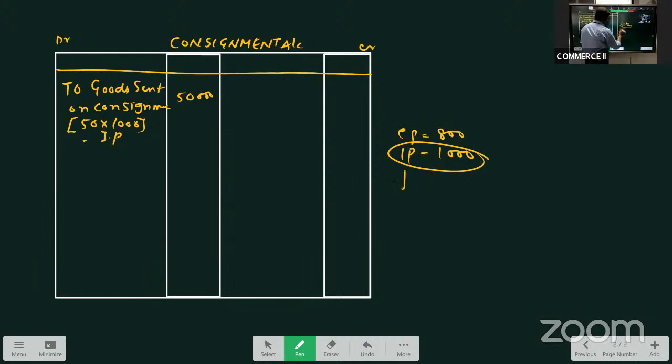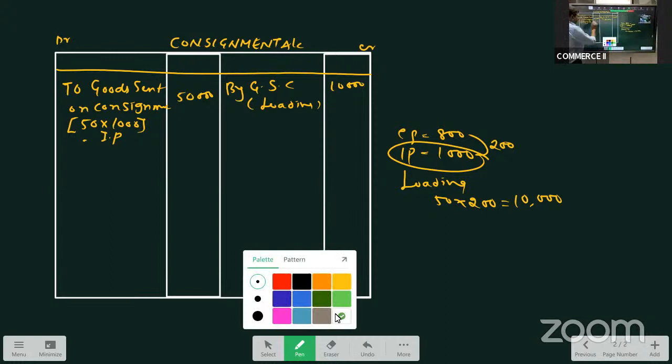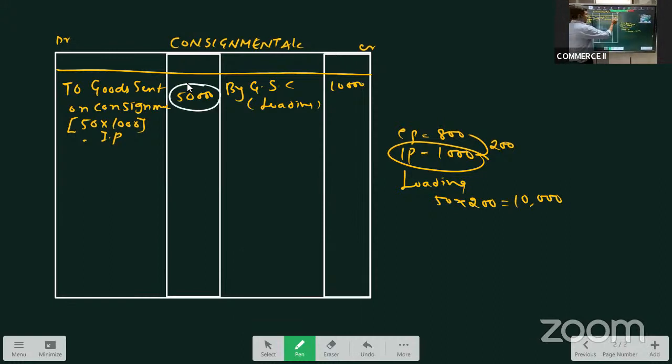Now, what is the cost price? 800. So what is the loading amount? Loading amount is 50 cases into 200. 1,000 minus 800, that is 200. So 50 into 200, 10,000. This is the excess amount, no? That he will immediately eliminate by writing by GST 10,000. Now try to understand here. He is debiting consignment account with 50,000 and crediting it with 10,000. 50 minus 10, that is the net effect, which happens to be 40,000.